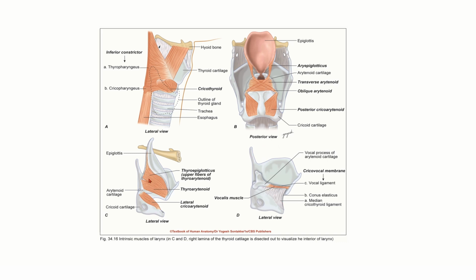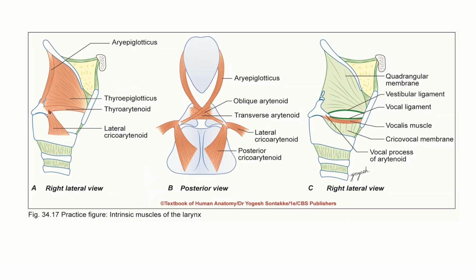You can see here the thyroepiglotticus from thyroid cartilage to the epiglottis. You can see here the thyroarytenoid from thyroid cartilage to the arytenoid. You can see here the lateral cricoarytenoid. So in the last view, you can see thyroepiglotticus, thyroarytenoid, aryepiglotticus, lateral cricoarytenoid, oblique arytenoid, transverse arytenoid, and posterior cricoarytenoid. This is the vocalis muscle.